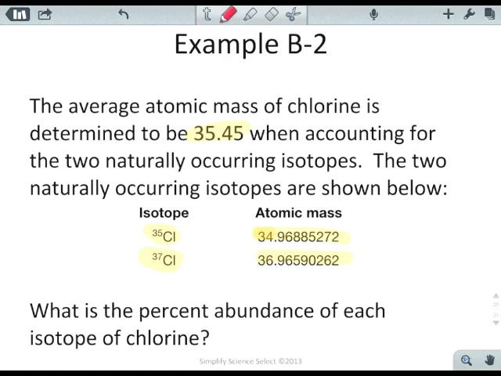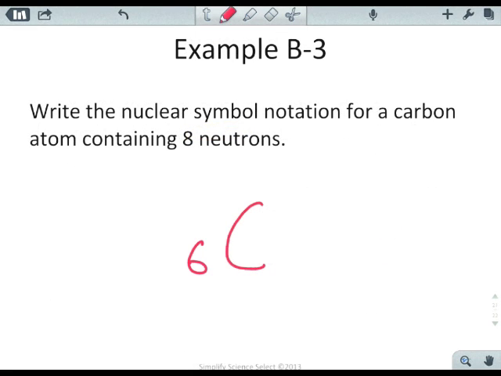The one thing I'll help you out with here: remember that all percent abundances, once they are in decimal form, add up to 1. So if I don't know the percent abundance of chlorine 35, I'll just say that it's X. And since I know that all abundances add up to 1, that means chlorine 37's abundance should be 1 minus X. Okay? Make sure you can plug this into an equation and figure out your answer. You should have carbon 6 and then 14. You have to be able to tell me why that is the correct answer.